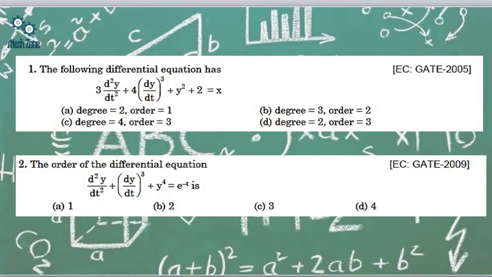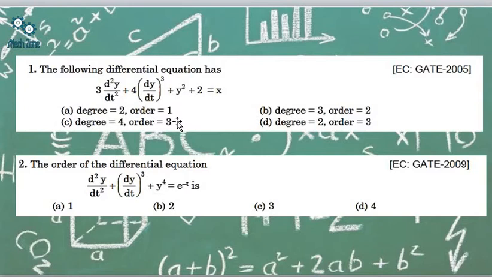So let us start with the first problem of the day, and we have been asked the following differential equation has the degree and order. Now we have been given this differential equation and we have to find out what is the degree and the order of the differential equation. From this equation we can clearly see that the highest derivative is of the second order, d square y upon dt square, and this is the derivative of the first order. So the highest derivative is of order 2, so the answer would be order 2.